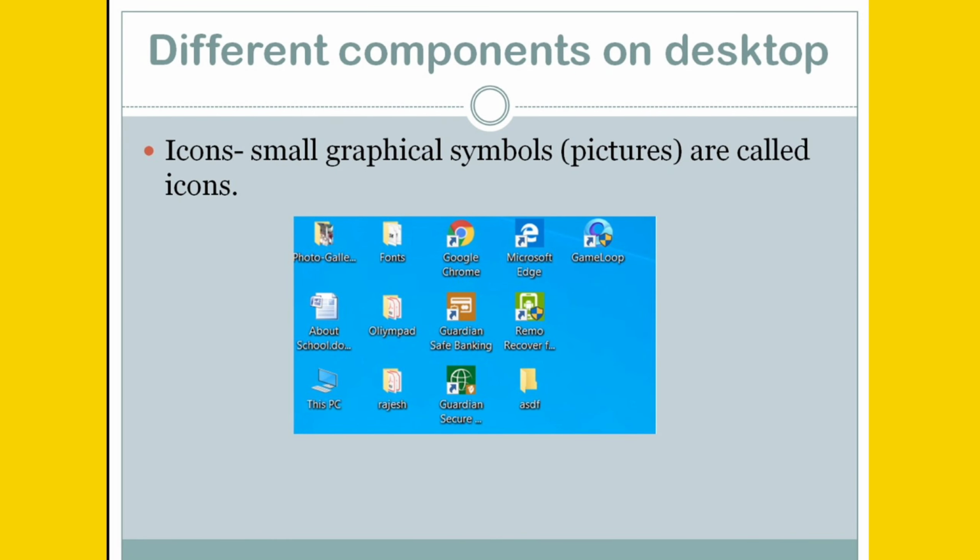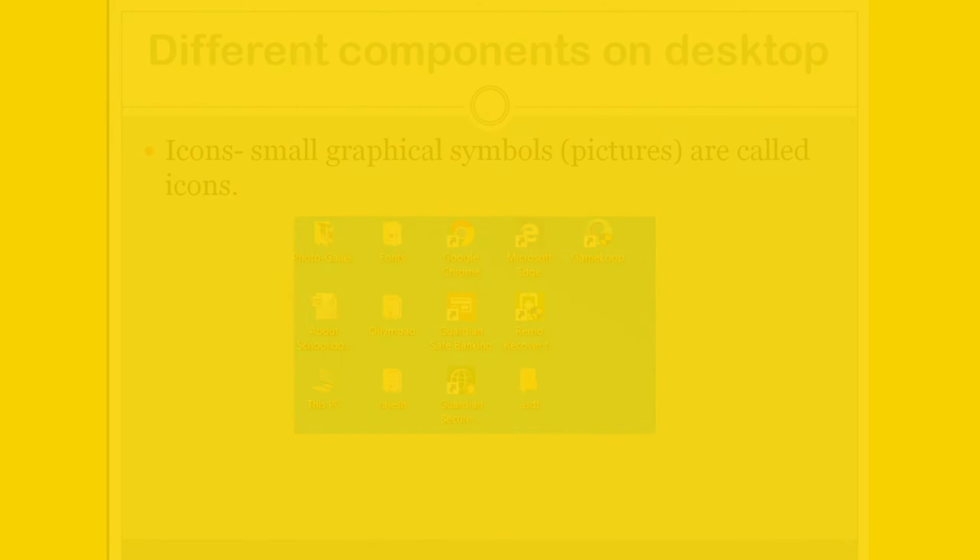Now students, it's time to know about the different components on the desktop. The first component is icons. Small graphical symbols, also called pictures, are called icons. You can see in the picture there are different types of icons like Chrome, File Manager, Word. These small graphical pictures are called icons and they are present on the desktop.